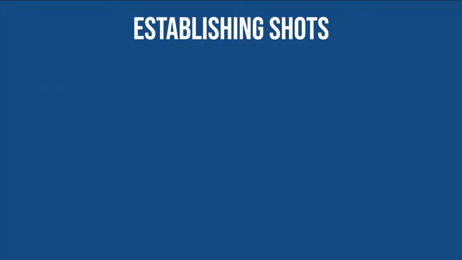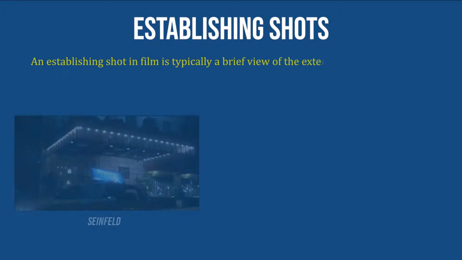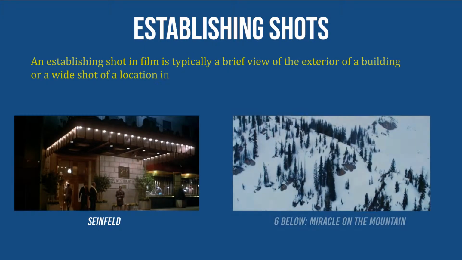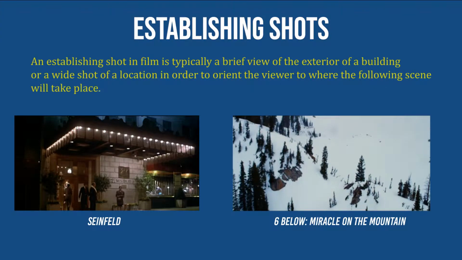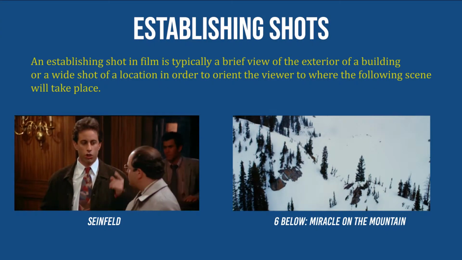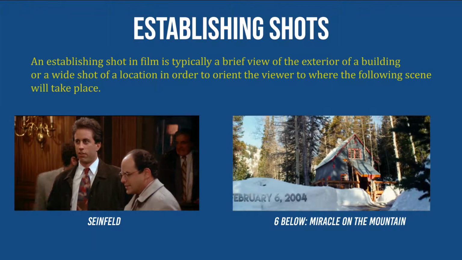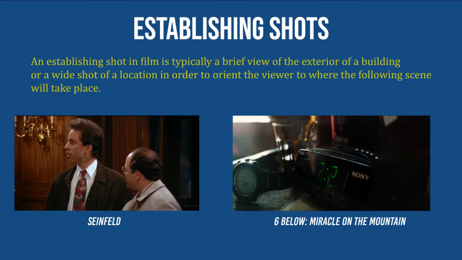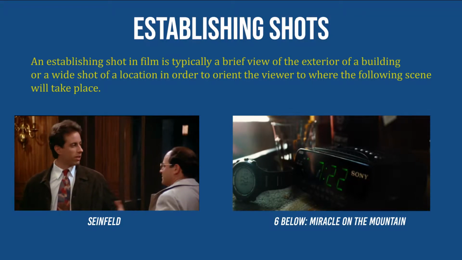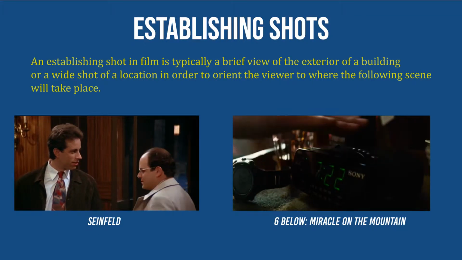Okay, let's back up for a second and define what an establishing shot is first. An establishing shot in film is typically a brief view of the exterior of a building or a wide shot of a location in order to orient the viewer to where the following scene will take place. Therefore, typically the next shot will be the interior of the building or, for outdoor scenes, a closer angle on where the scene actually takes place. The establishing shot is commonly placed between two scenes to transition the viewer to a new location.